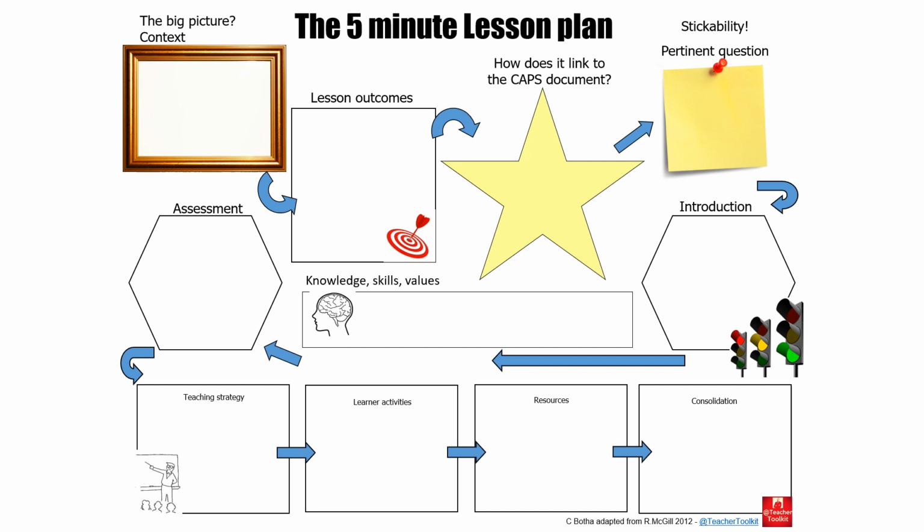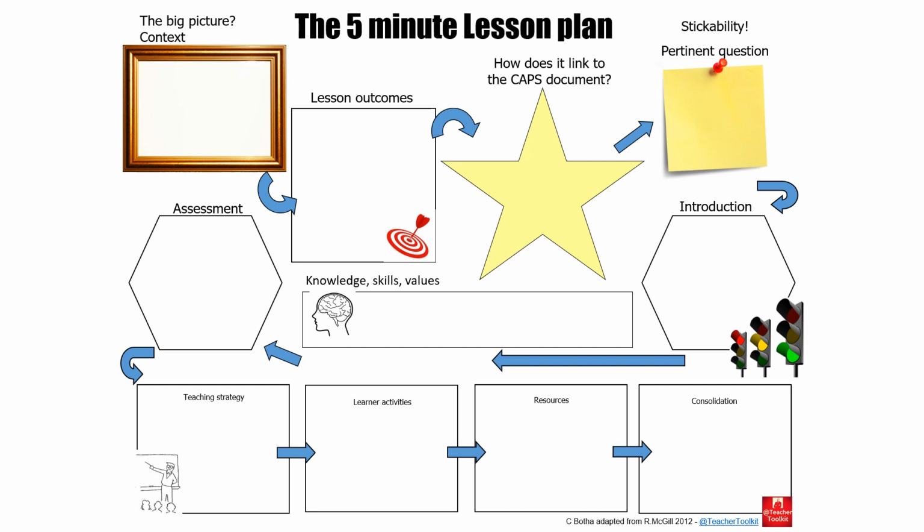If we start with the frame in the top left, the big picture, what is the context? What does my class look like? How many learners do I have in my class? What is special about them? What do I need to know about the context in which I'm teaching this lesson before I start to plan it? Then the lesson outcomes.